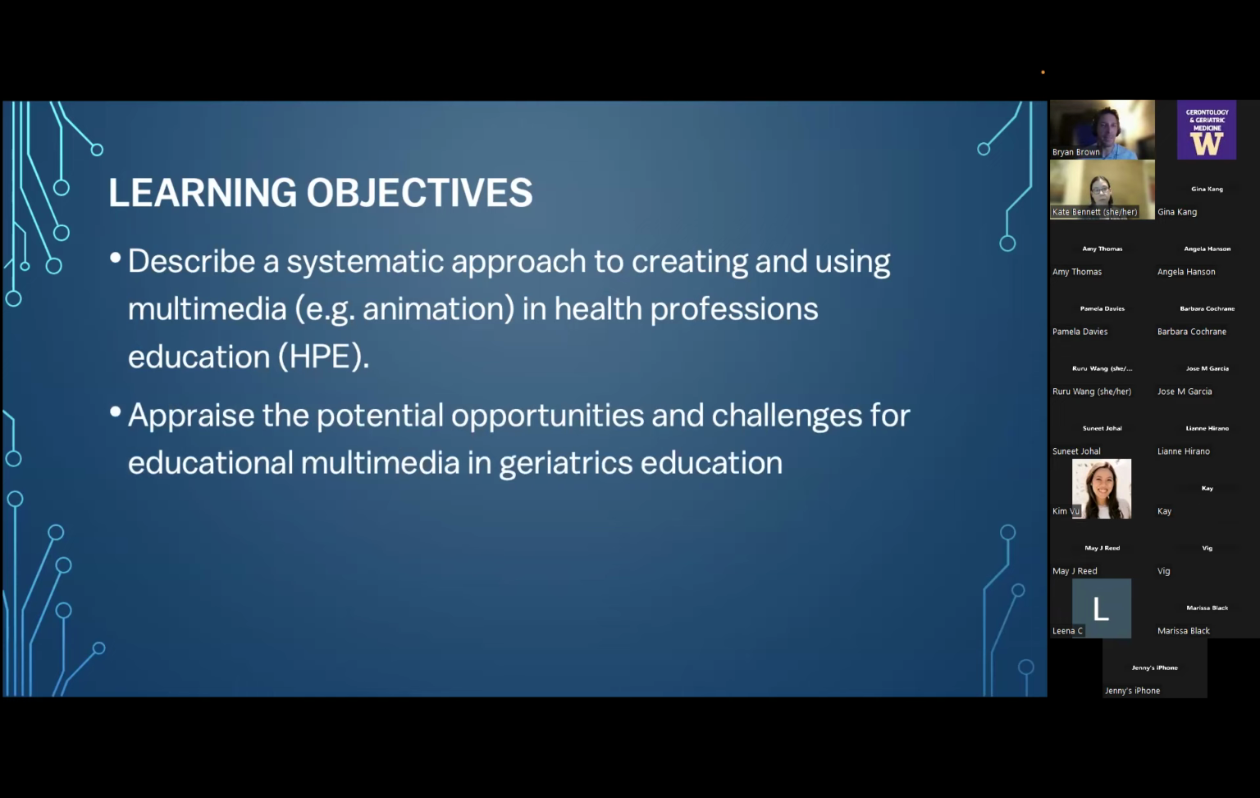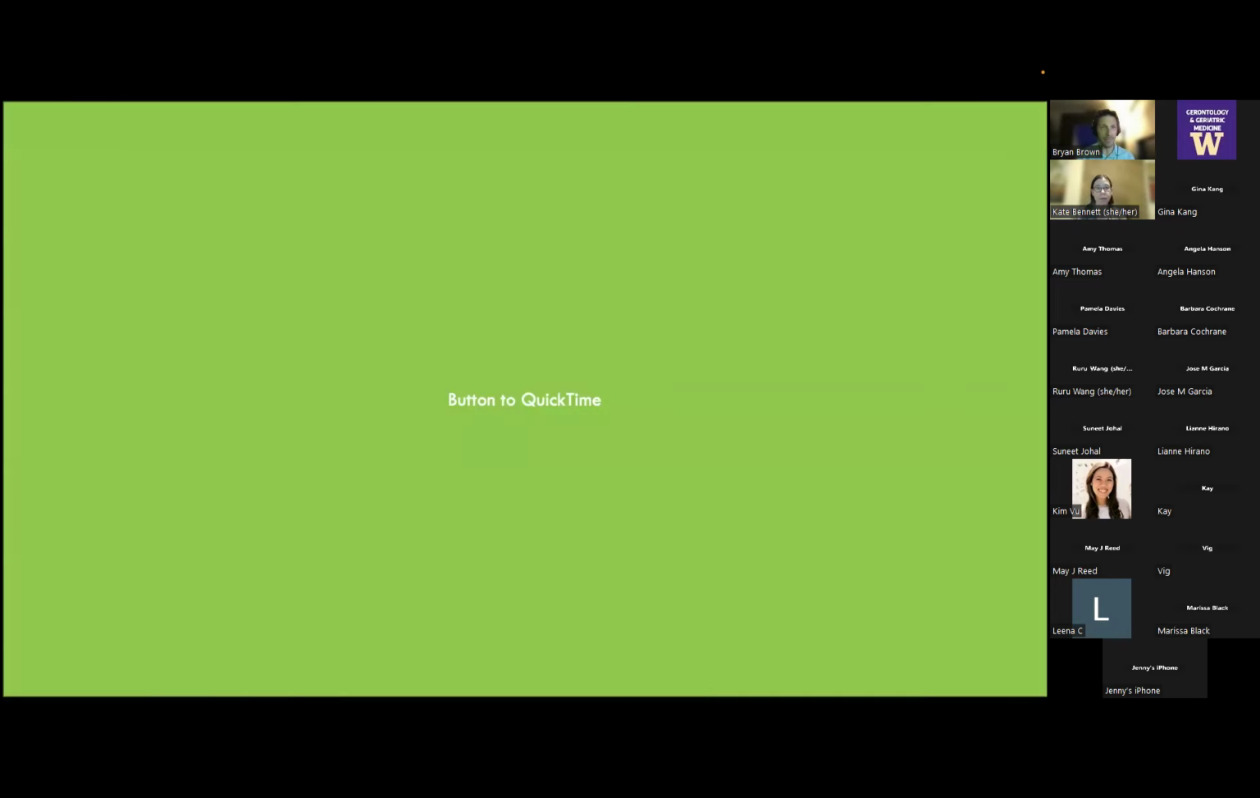And then in general, focusing on care of older adults and geriatrics, having you think about how you appraise the potential opportunities and challenges for using these technologies for geriatrics education specifically.